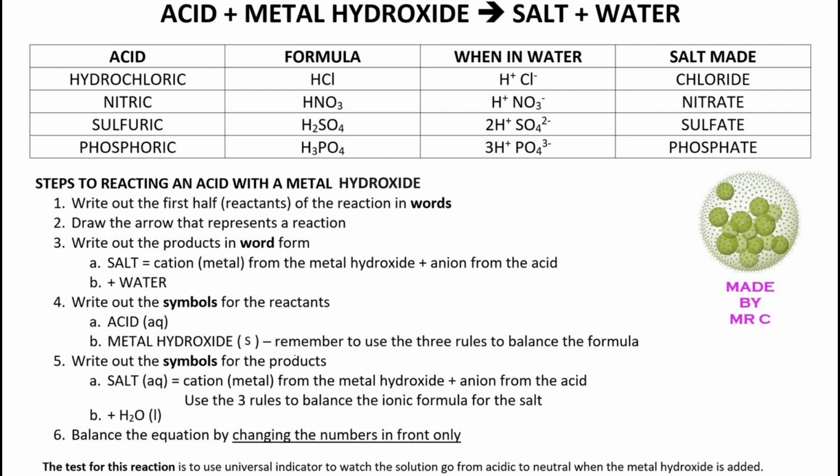The test for this reaction is to use universal indicator and watch for the solution to go from acidic to neutral when the metal hydroxide is added. With universal indicator, the acidic solution is red and a neutral solution goes green. If you put in too much metal hydroxide, the solution will go a bluey violet color.